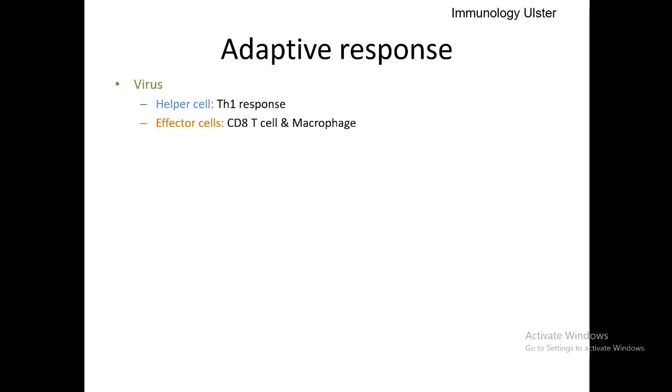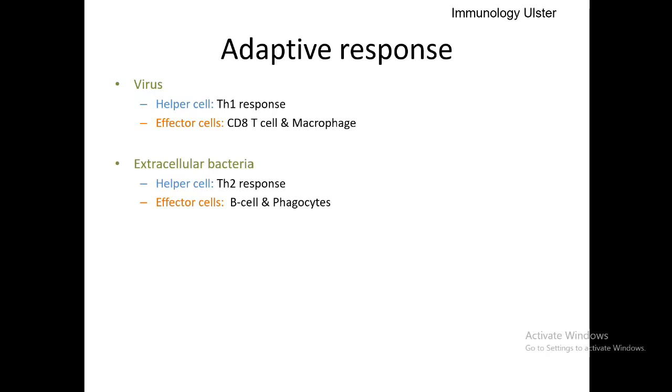Okay, and that Th1 helper cell will then provide help to the other effector cells, and in this case, the effector cell for a viral infection is a CD8 T cell. So a CD8 T cell will be recruited as an effector cell, as will a macrophage. Okay, so what I need you to appreciate is when we get a viral infection, the cells that play an important role are CD4 helper T cells, which are Th1 cells, and the effector cells are CD8 T cells and macrophages.